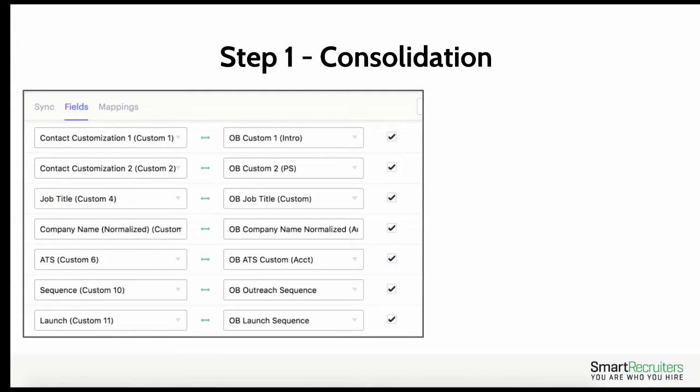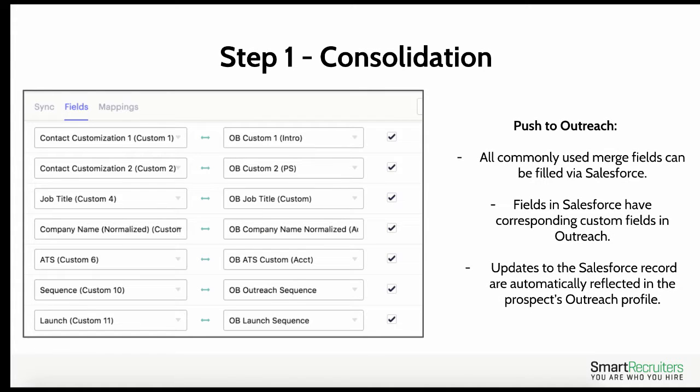So next, we're looking at field mappings. So I took out logos here, but in case you're also on Outreach, this is outreach.io, and you're going to see that all of our commonly used merge fields will be filled by Salesforce and are mapped to corresponding fields in Outreach. And then whenever we make changes in Salesforce, those updates are automatically reflected in Outreach within a few minutes.